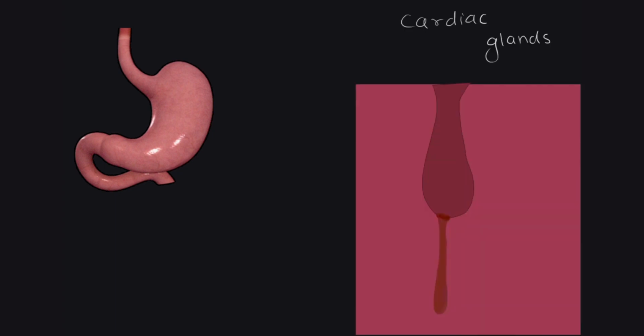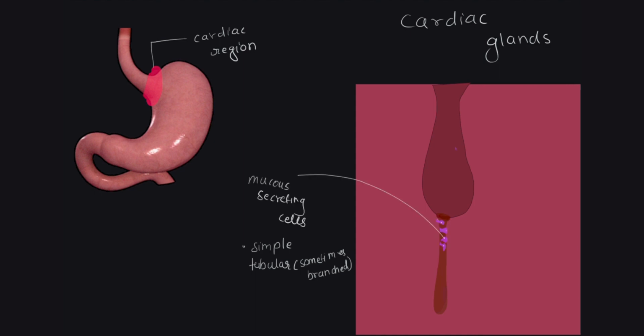So the other type of gland, in accordance to the position, is known as the cardiac glands. The cardiac glands, as the name suggests, cardiac. They're found near the cardiac region of the stomach, and they're mostly tubular and sometimes branched. And the thing that you can notice is that they're specialized to secrete mucus, so they consist of mucus-secreting cells.